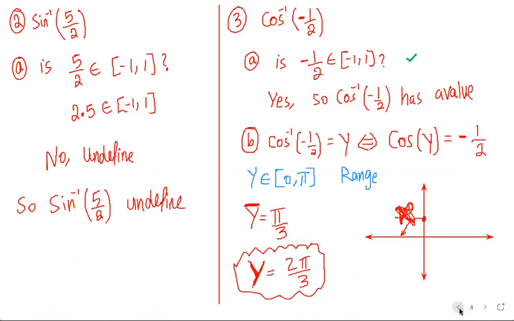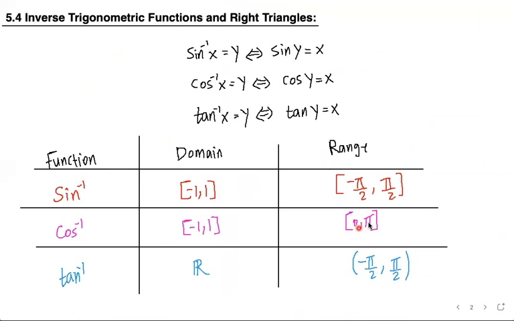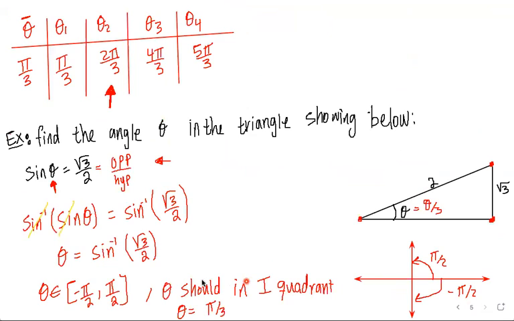Why? From here, the range of sine inverse must be between negative pi over 2 and pi over 2. So theta should be in the first quadrant, this quadrant. Which value, if I plug inside the sine here, gives me square root of 3 over 2? It must be pi over 3, because sine pi over 3 is square root of 3 over 2. So the angle here is pi over 3.